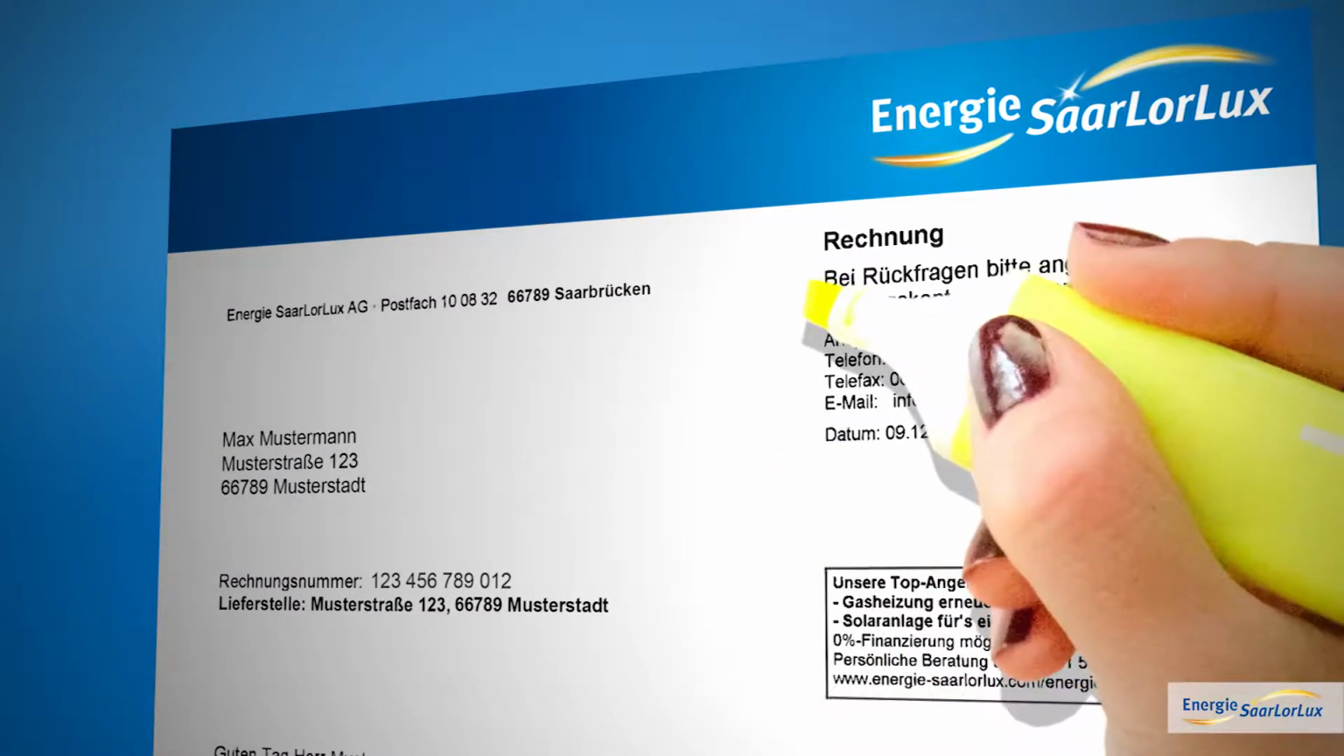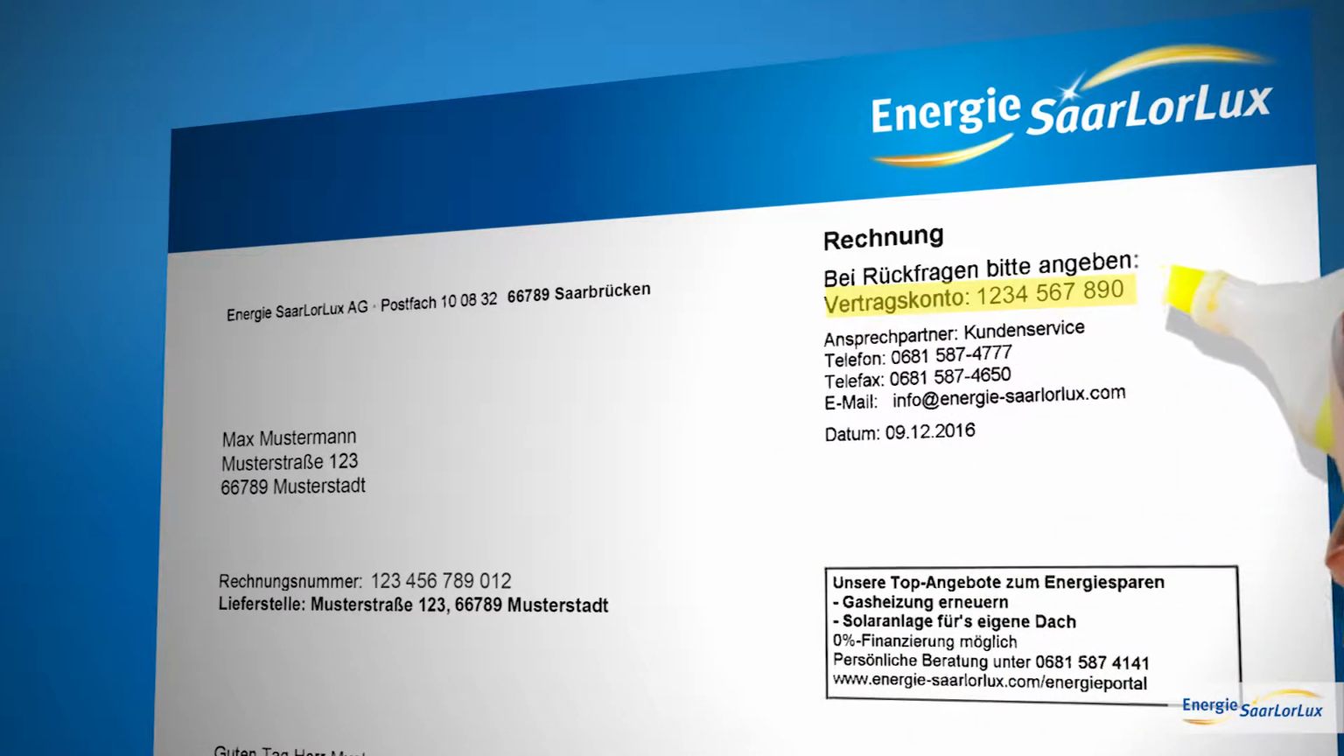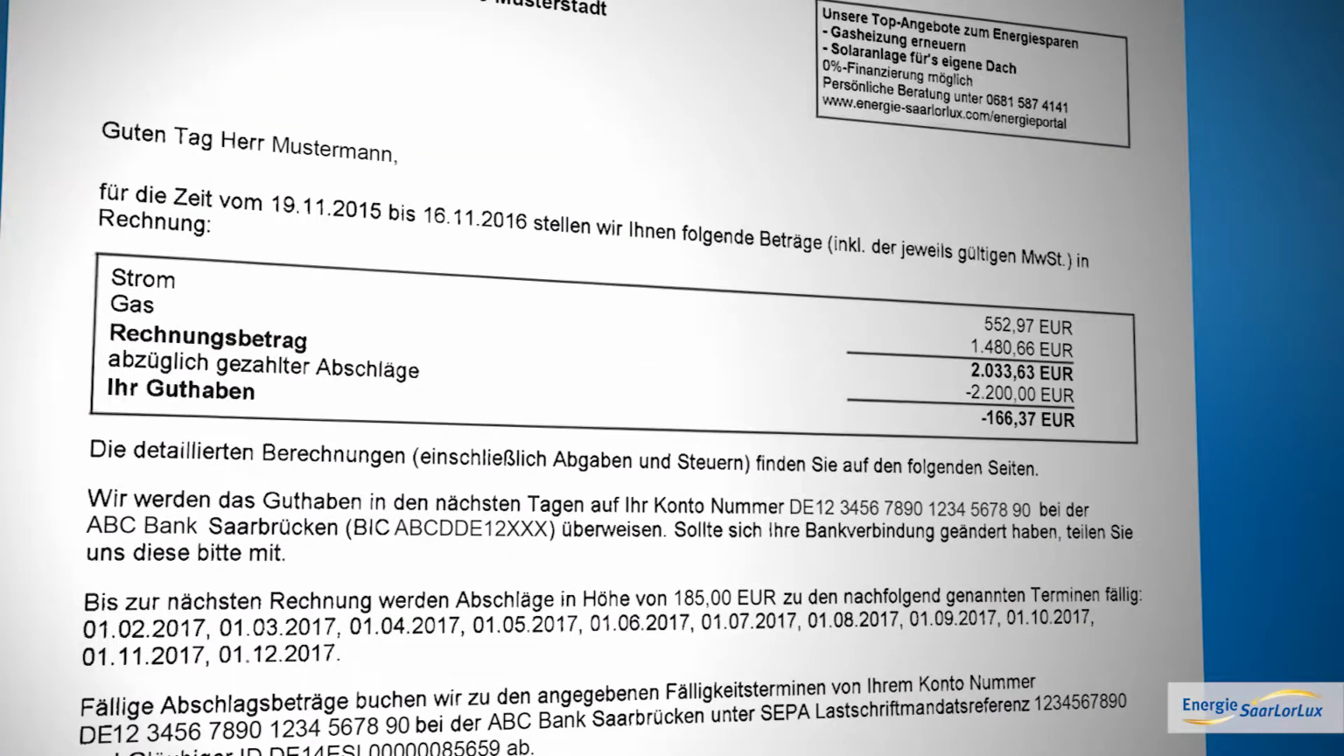Your contract account number is to be found at the top right of the page. You should always state this number with any queries. The annual cost is shown in the middle of page 1. Our example shows the annual cost for a contract for electricity and gas.